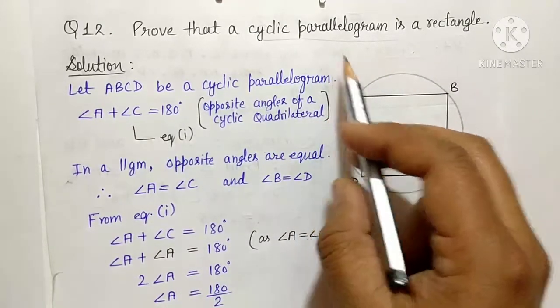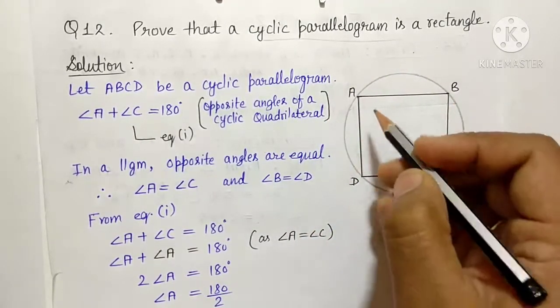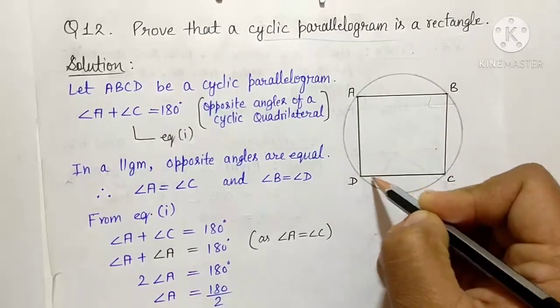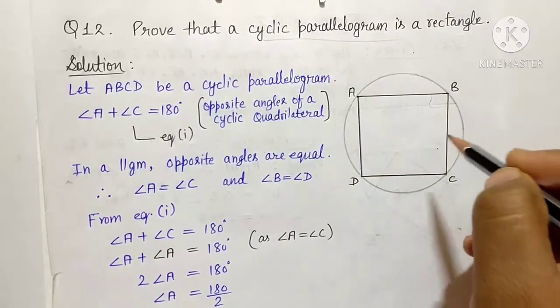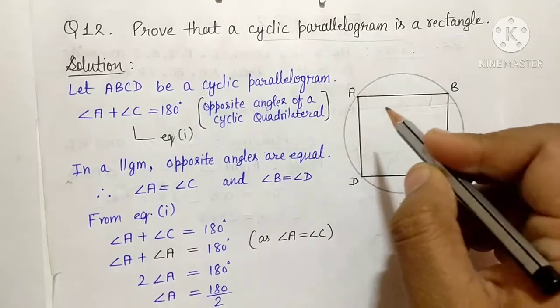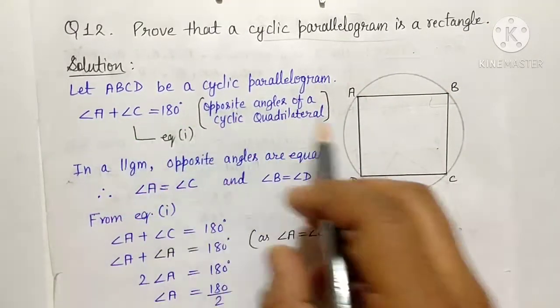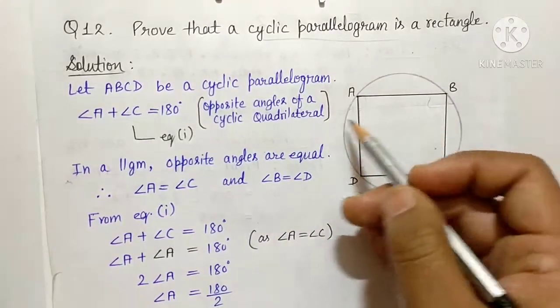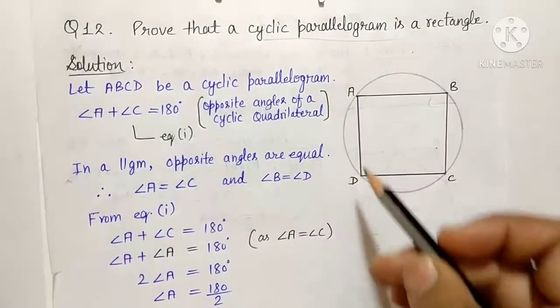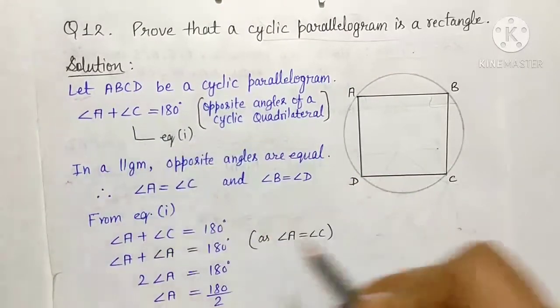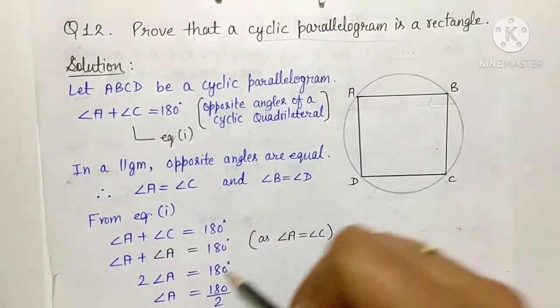Now if we want to prove that this parallelogram is a rectangle, we have to prove that each angle is 90 degrees. If we prove this, then we can say it is a rectangle. Only then can we say this cyclic parallelogram is a rectangle. So let's solve this one. Let ABCD be a cyclic parallelogram, which we have drawn here because a diagram was not given. So we write: let ABCD be a cyclic parallelogram.